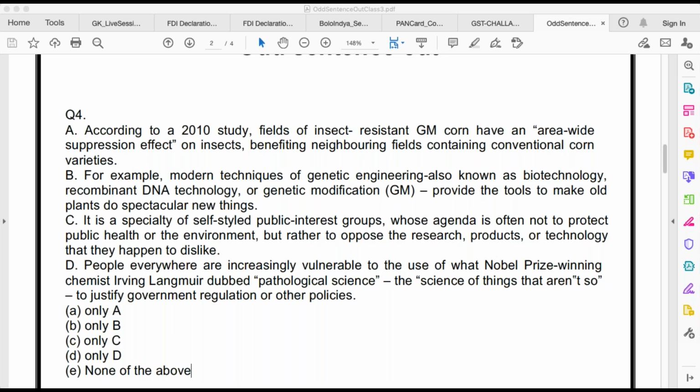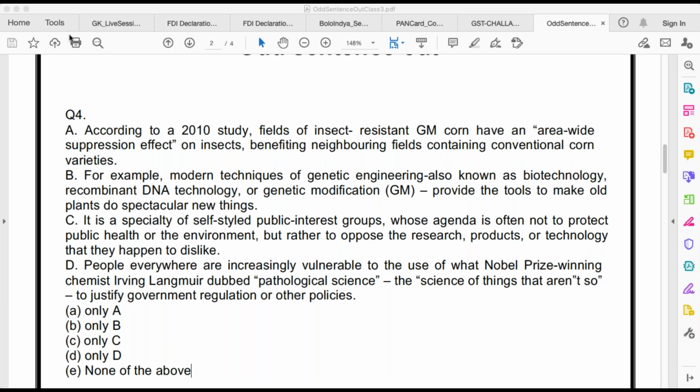Others, what do you think? Can I say unnecessary regulation of GM crops by governments and criticism by public interest groups to research like modern techniques of genetic engineering would make my D, C, and B come in one order? D, C, and B. Can they be put in this order?